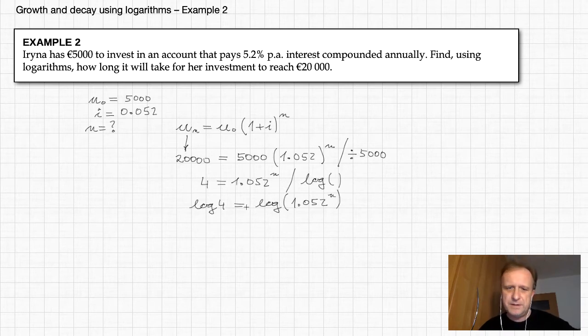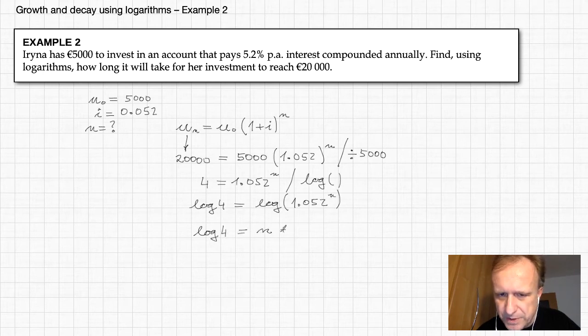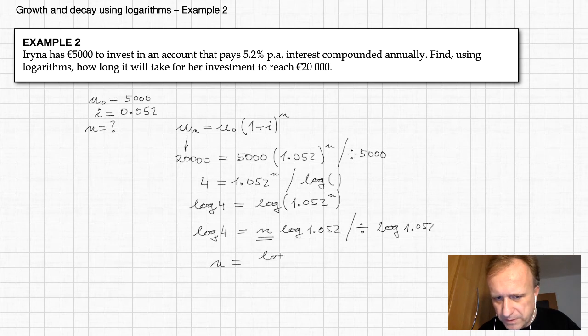If I use the power rule law for logarithms, I can get the following. Logarithm of 4 equals n times logarithm of 1.052. Okay, so this allows me to express n, so I can divide the whole equation by a logarithm in base 10 of 1.052 and get the answer. So n should be logarithm in base 10 of 4 divided by logarithm in base 10 of 1.052. So this should be it.